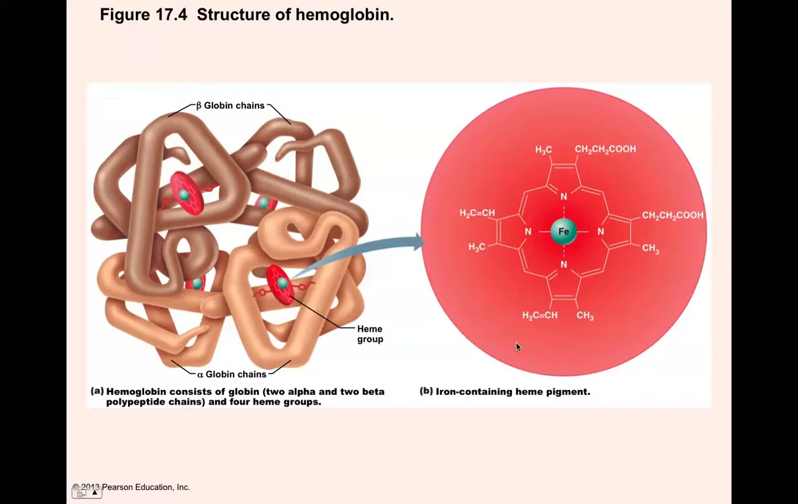And a close-up of this iron-containing heme pigment, you can see Fe, of course, is the atomic symbol for iron. And there is nitrogen, the element nitrogen is here, hydrogens, carbon. So it's a complex molecule in itself, but the point is that it binds to iron, and iron will bind oxygen gas. That's where the oxygen is carried within the hemoglobin, within the red blood cells.